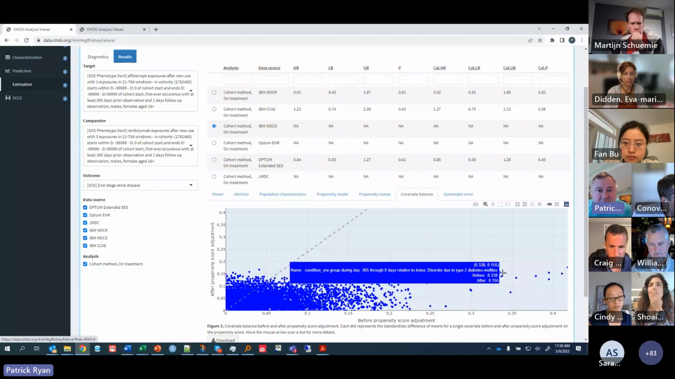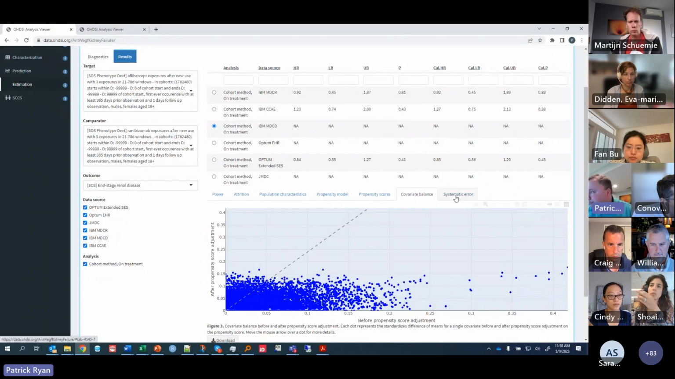And so this is a case where in the Medicaid database, for this specific comparison, we were not able to adequately adjust for diabetes. And in this case, we could easily imagine diabetes is highly associated with end-stage renal disease. So that's a clear confounder, and we wouldn't want to move forward with that.